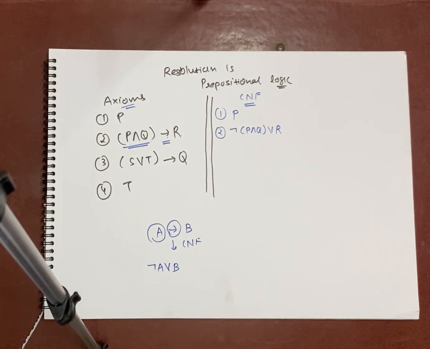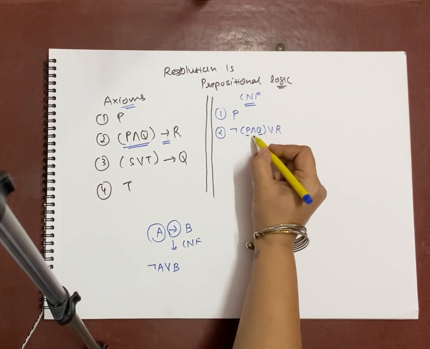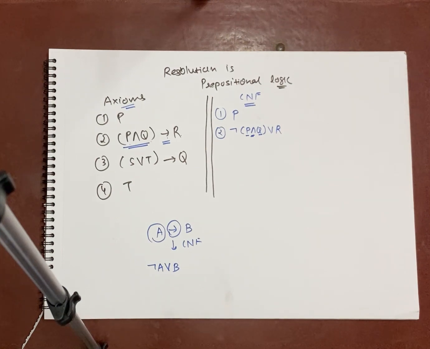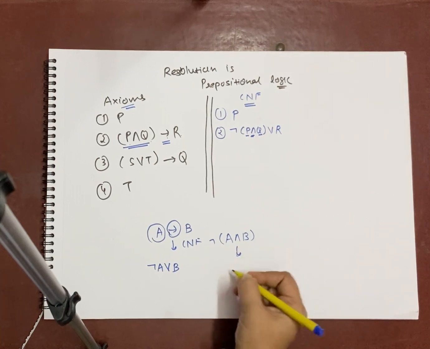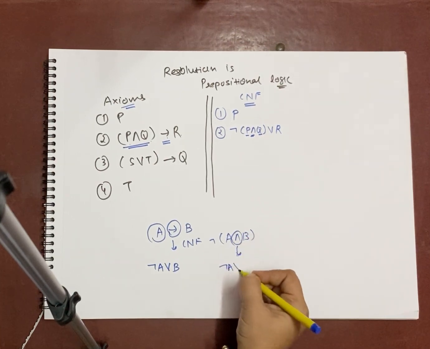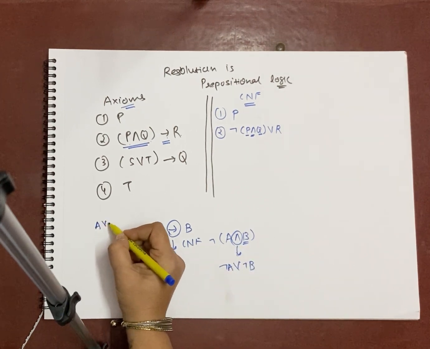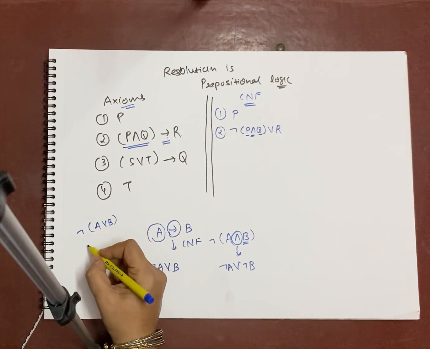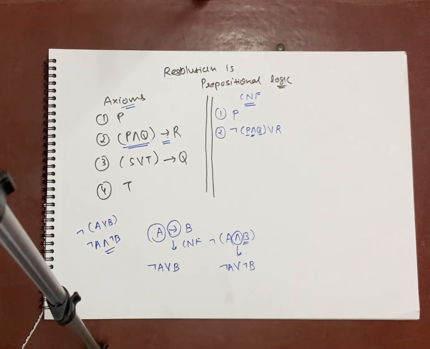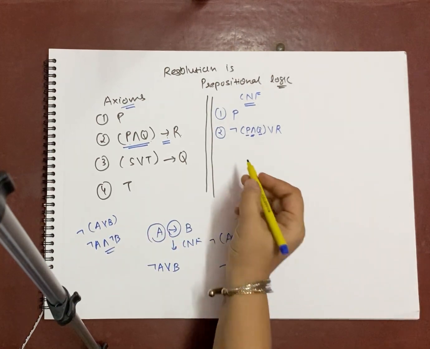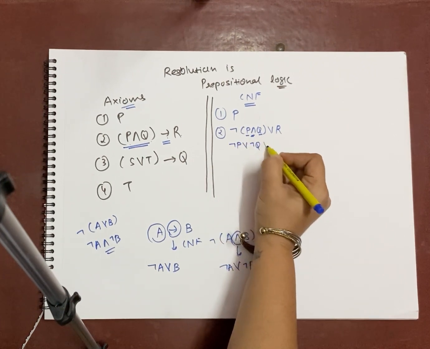What is the next step? Not should be applied to individual atoms we have. So here also not will be applied, and AND will be converted to OR. If you can remember, if I have A and B, if I am going to negate it, it will be converted to not A OR not B. Similarly, if I have A or B, and if I negate it, it will be not A and not B. This is what we had discussed in the last lecture in detail. So this will be converted to not P or not Q or R.